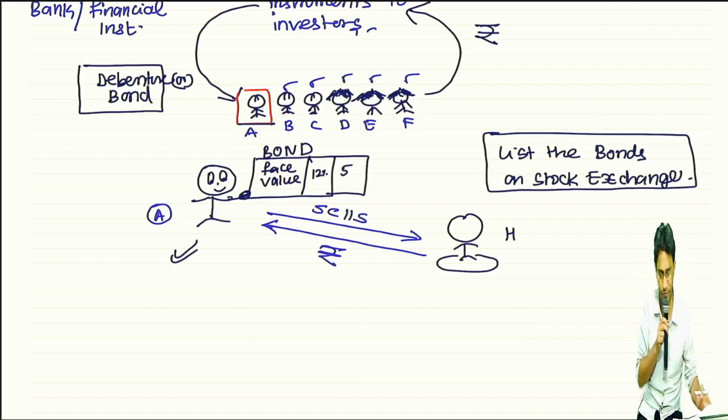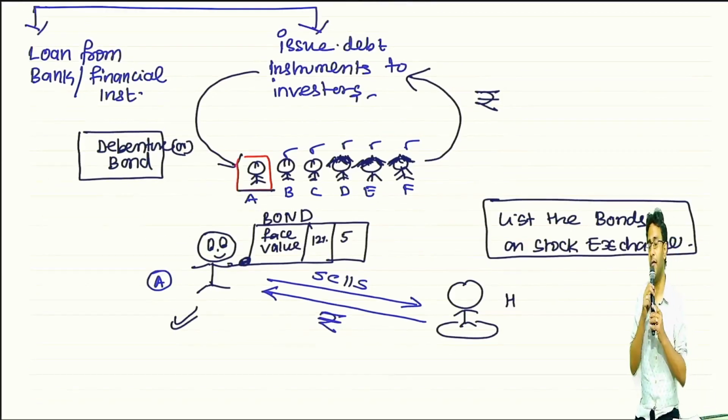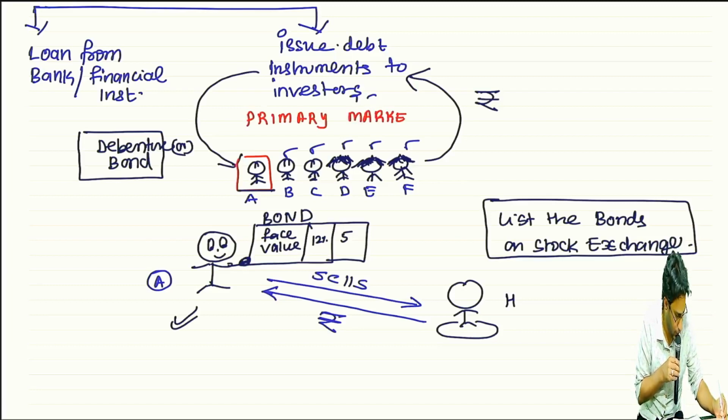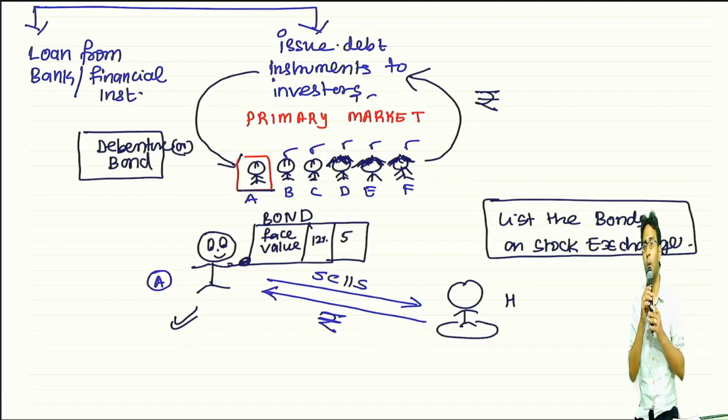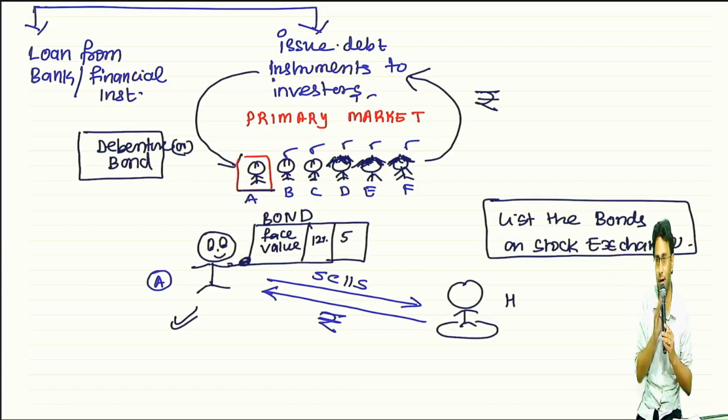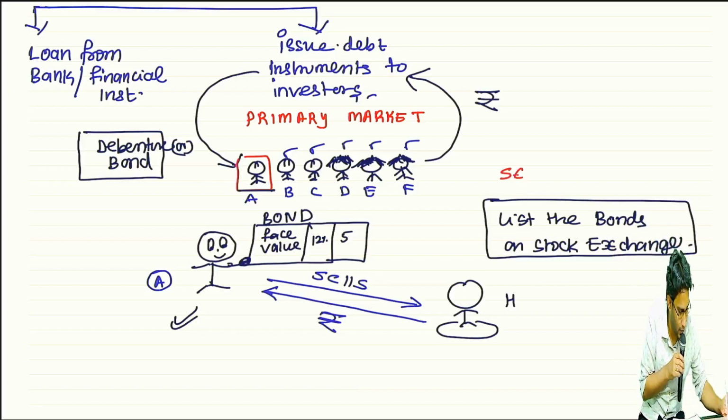Now there are two words for it. First time, who issued bonds to whom? The company issued bonds directly to the investors. This is called the primary market, sir. Once bonds are issued to the public, if these investors want to sell the bond to another investor, they can do it on a stock exchange. It is a second-hand market, sir. That's why we call it the secondary market.